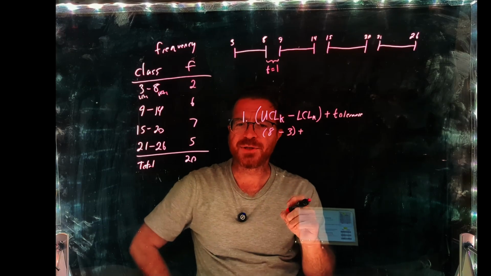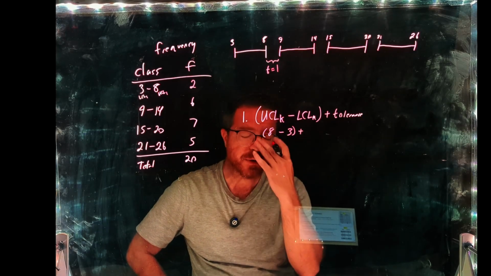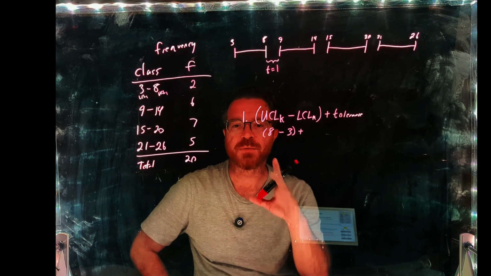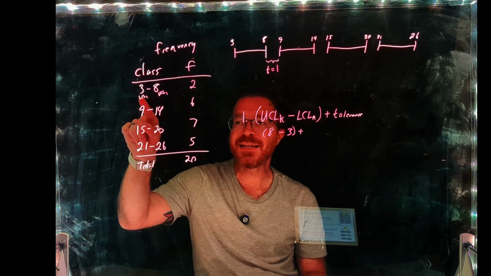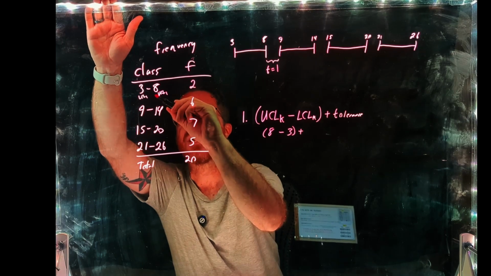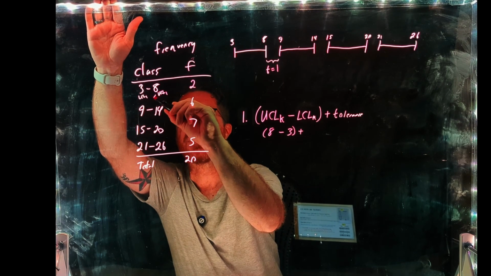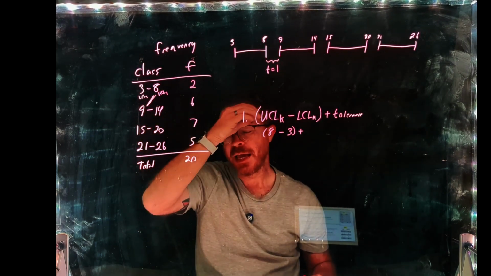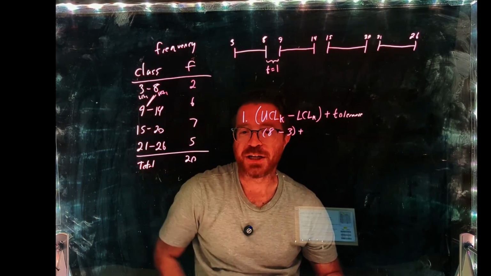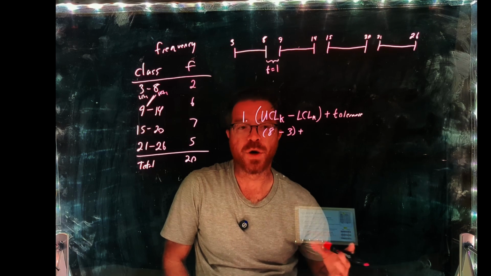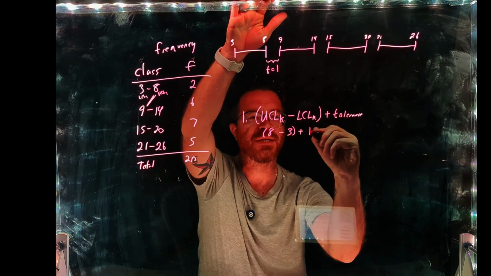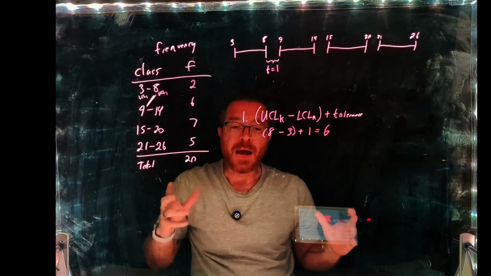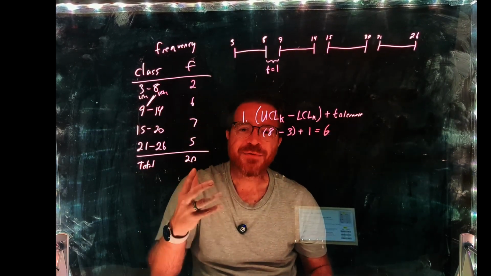Now, most examples you see are going to have a tolerance of 1. Now, what determines your tolerance? Well, first of all, if you have a table like this, your tolerance is just the difference from your upper class limit of one group to your lower class limit of the next group. So for example, here from 8 to 9, you have a distance of 1, meaning you have a tolerance of 1. So in this case, we would just add 1 to this and we would get a class width of 6.